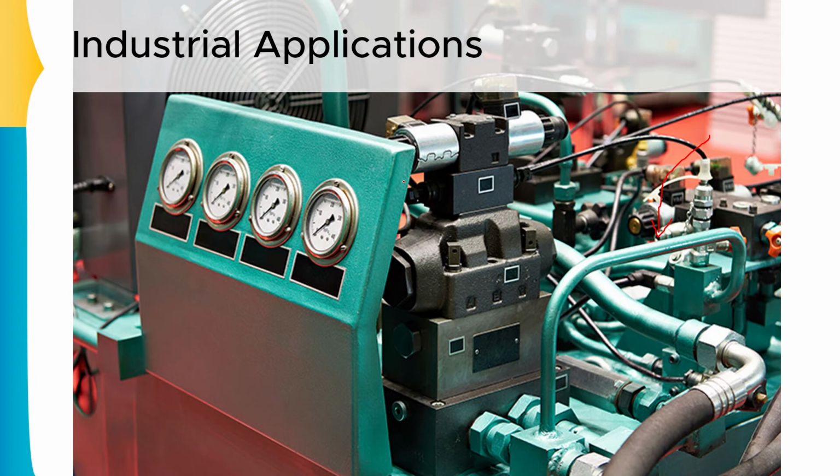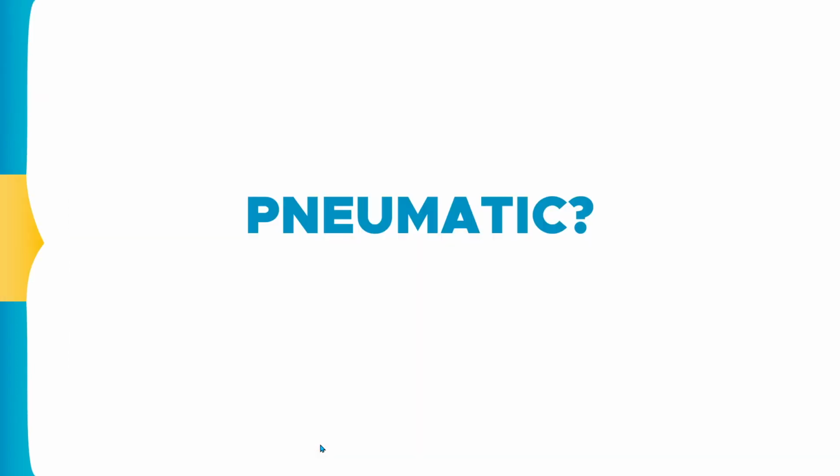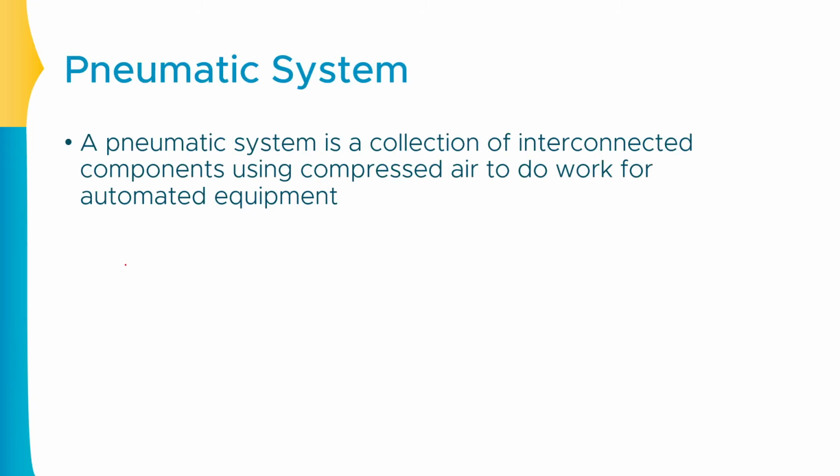Okay, so there are lots of applications available in hydraulic power transmission as well as in pneumatic power transmission. But before that, let us understand the basic definition of the pneumatic system. A pneumatic system is a collection of interconnected components using compressed air to do the work for automated equipment.